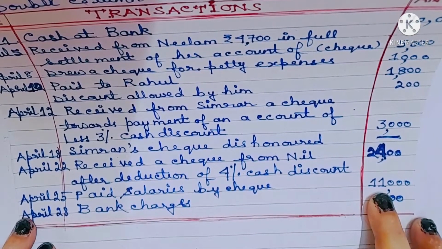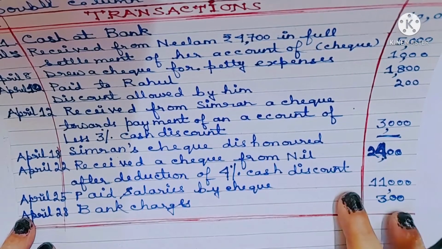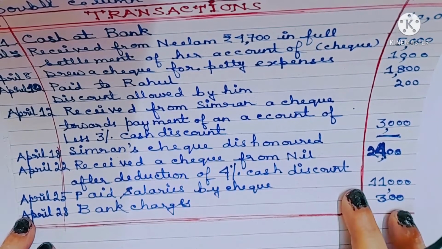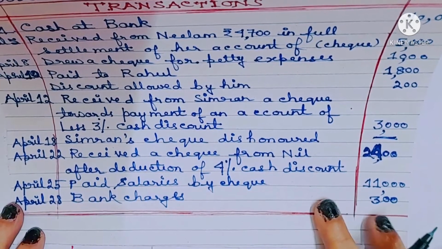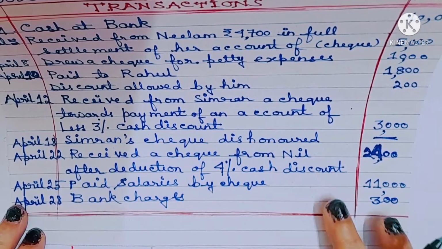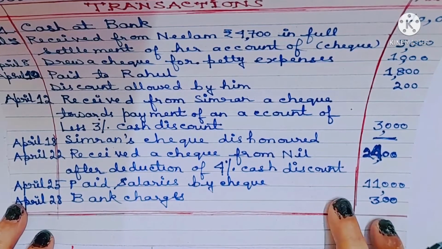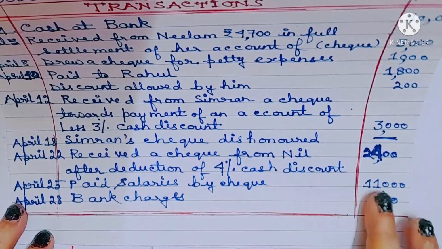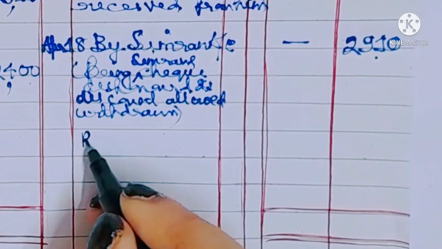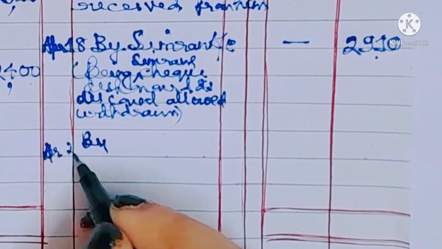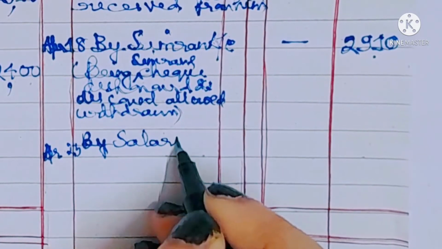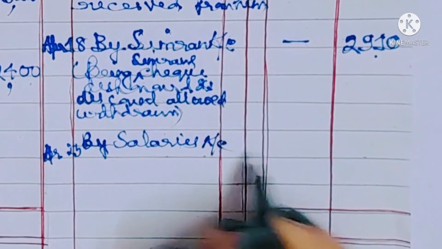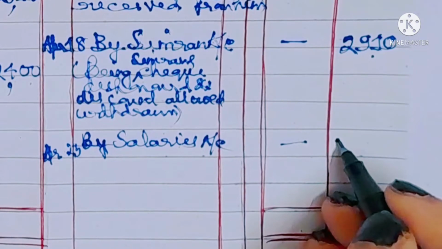So what will be the journal entry? Salaries account debit to bank account. What is the position of bank account? Since bank account is on the credit side, salaries account will also be on the credit side. So we'll have to write by salaries account in the cash book on the credit side, in the bank column 11,000. Okay, so let's write. On 25th April, by salaries account in the bank column, how much? 11,000.